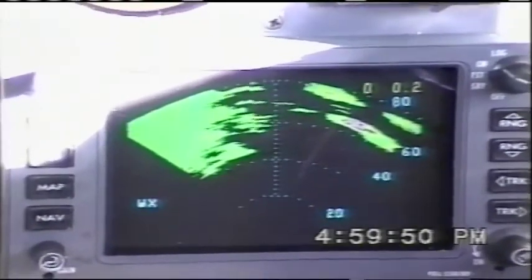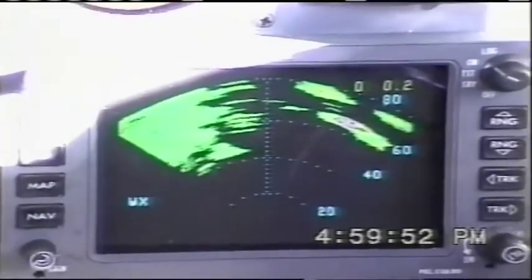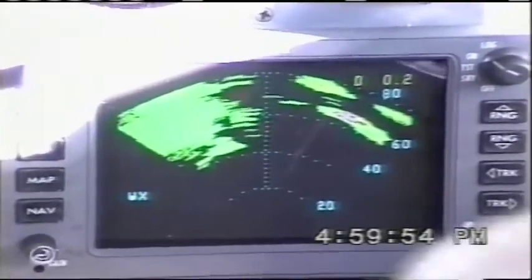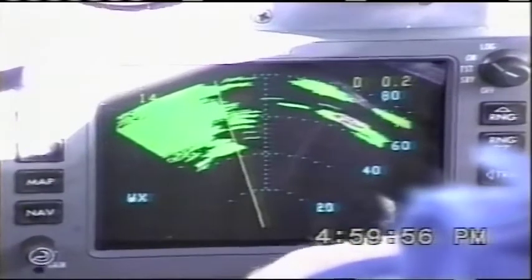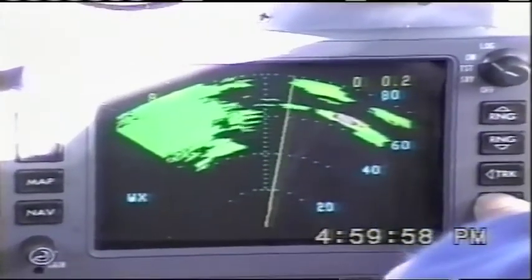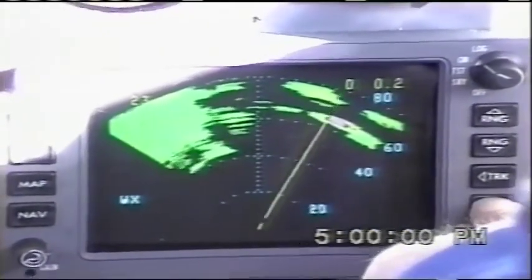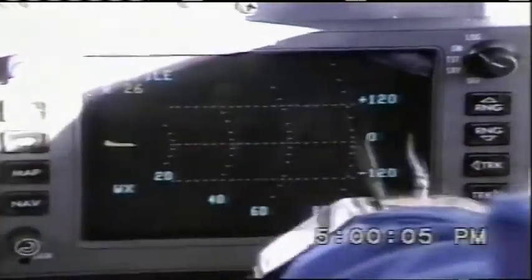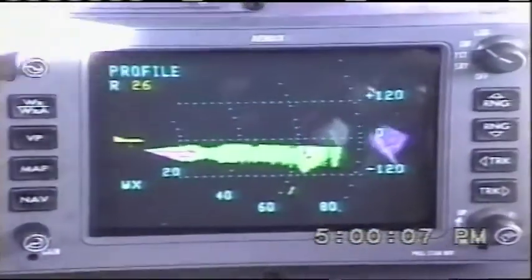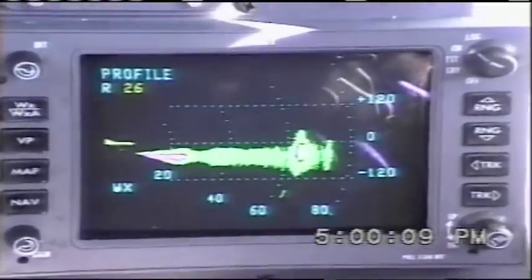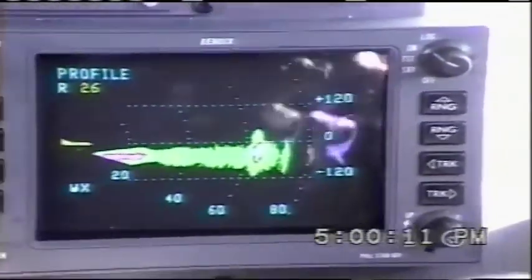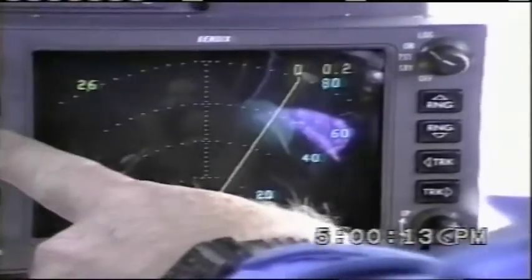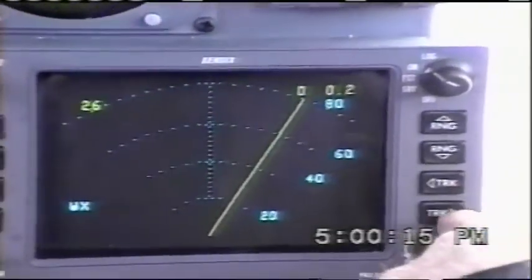Press and hold either the TRK track left or TRK right button. A yellow line will appear on the screen and start to slew in the direction selected. Displayed in the upper left corner is a yellow numeric annunciation, displaying the number of degrees left or right of the aircraft nose the track line is positioned. To stop the track line at a desired position, release the track button.